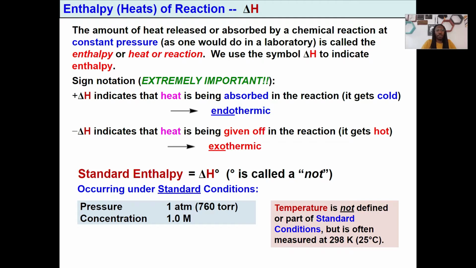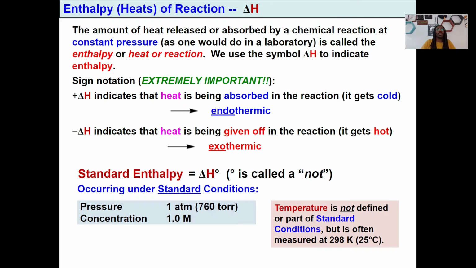A couple different things. If you got a positive delta H, that means you've got an endothermic reaction. Essentially, an endothermic reaction is when heat, that energy, is being absorbed in a reaction. So usually we see this with cold reactions. All cold reactions are probably going to be endothermic.